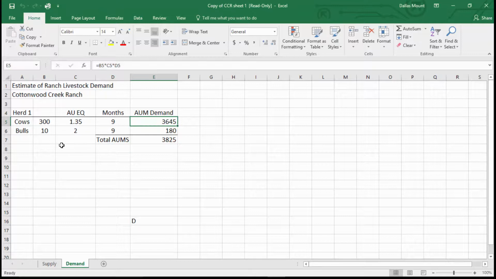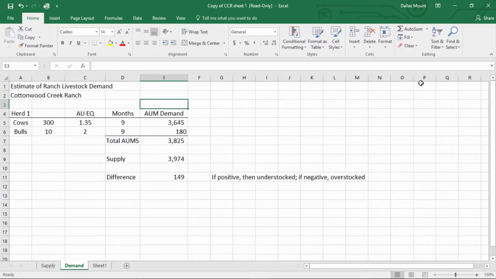And then for the bulls, the math is simple. We have 10 bulls, animal unit equivalent of 2, running them for 9 months, and multiply that together and you get an animal unit month demand of 180 for the bulls. Our total animal unit month demand is 3,825 for the Cottonwood Creek Ranch. So now that we have our animal unit demand, it's time to compare that to our forage supply on the Cottonwood Creek Ranch.